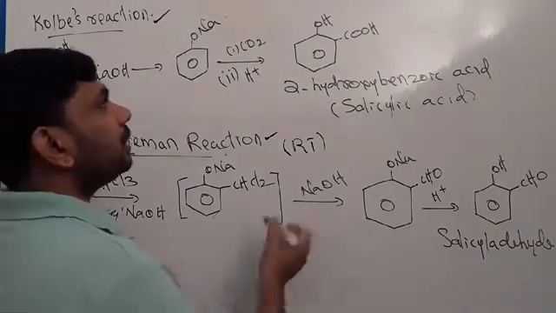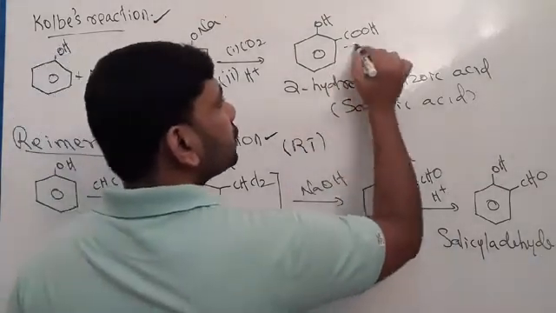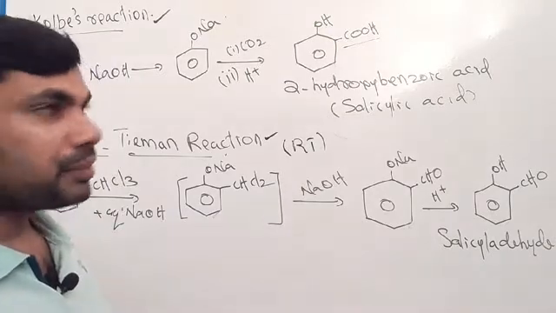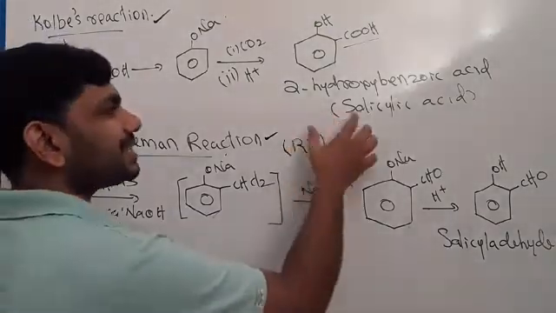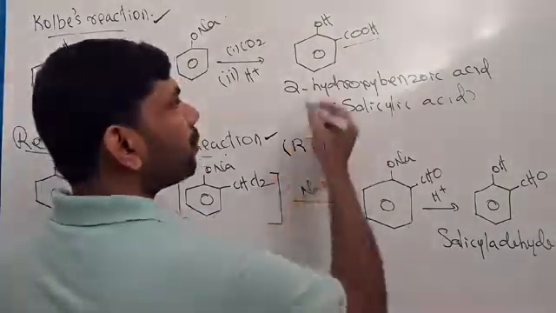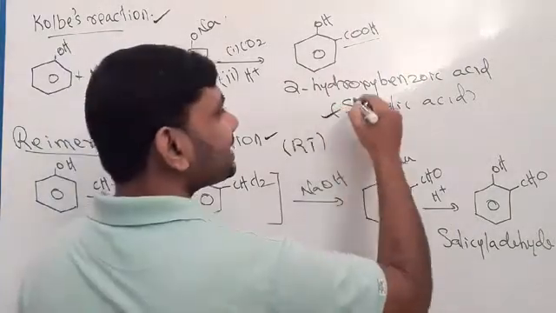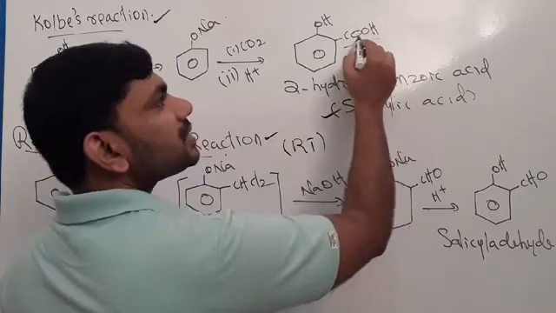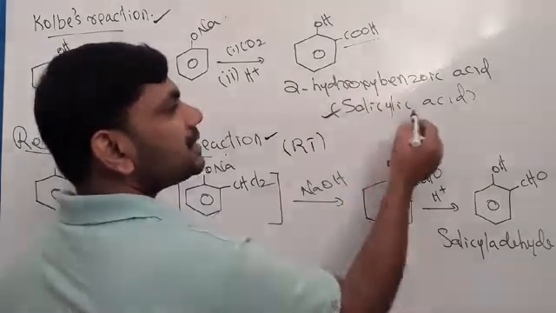Here in phenol, at the ortho position, a carboxylic acid will be substituted. This product is called salicylic acid. Here is phenol, and on this side COOH, the carboxylic acid, salicylic acid.